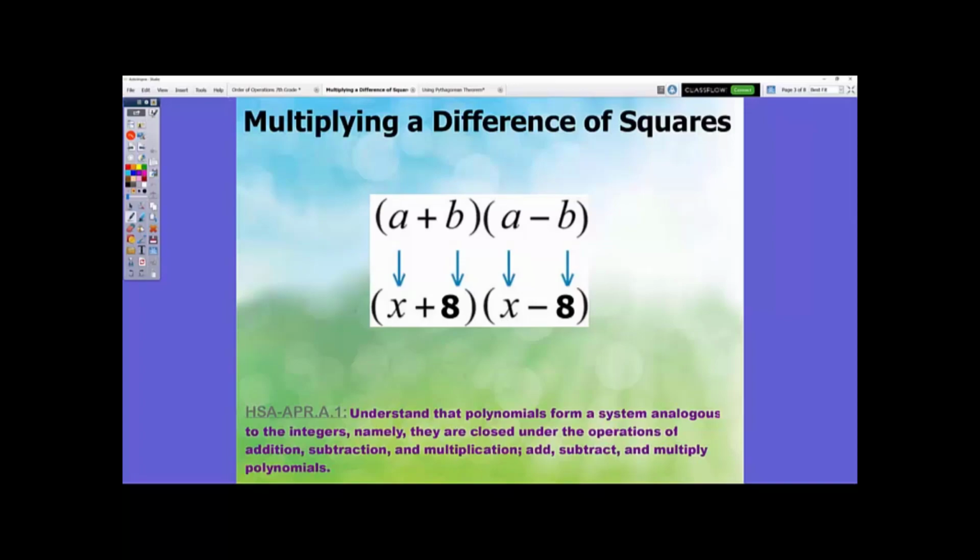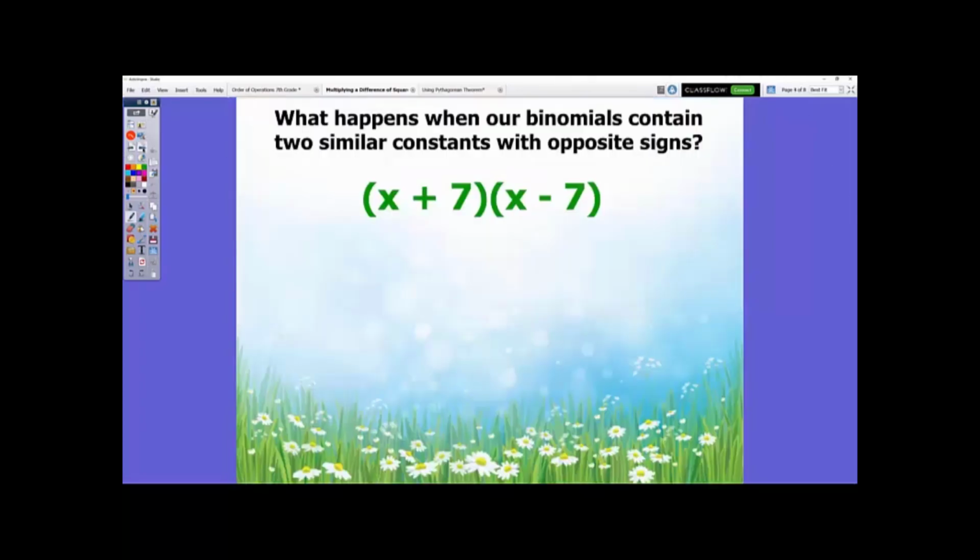And my goal for today, because I know that you guys can FOIL, I know that you guys can use the box method, but I want you to be able to explain what makes multiplying a difference of squares different from multiplying the binomials that we've done in the past. What makes the new thing that's going to happen? What causes it to happen? I would like for you to be able to explain that by the end of this video.